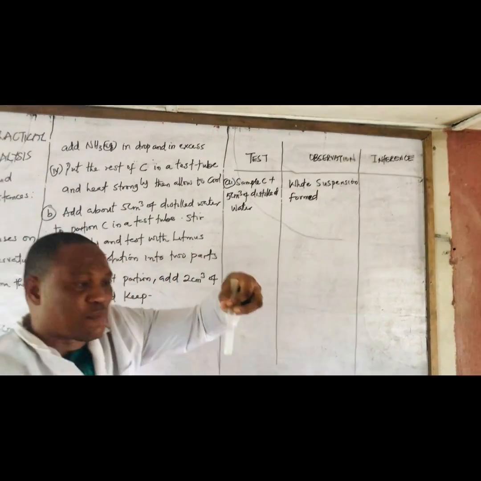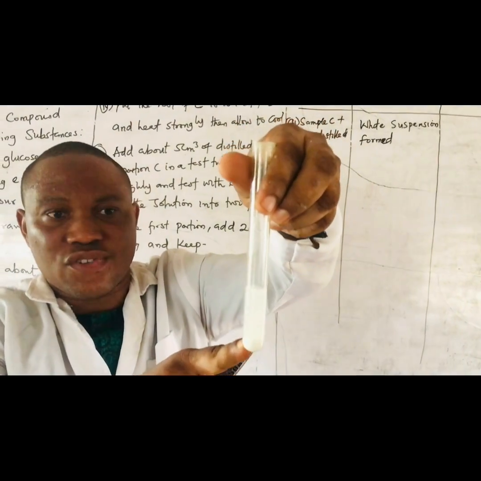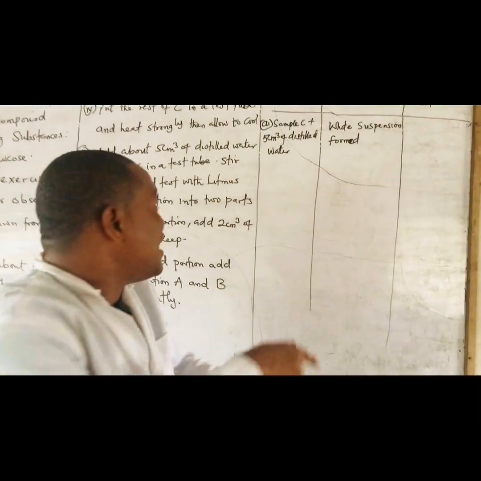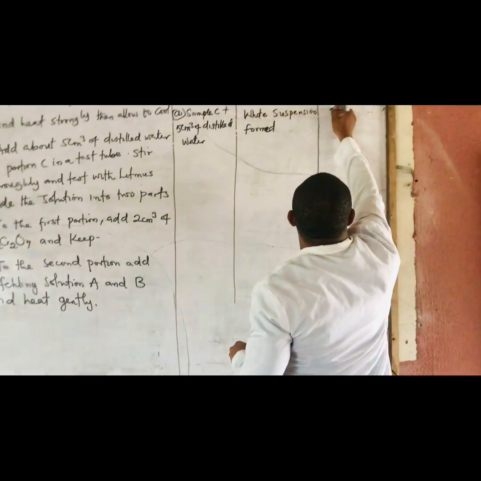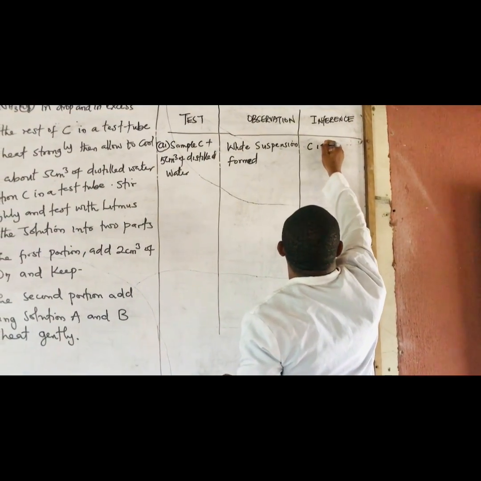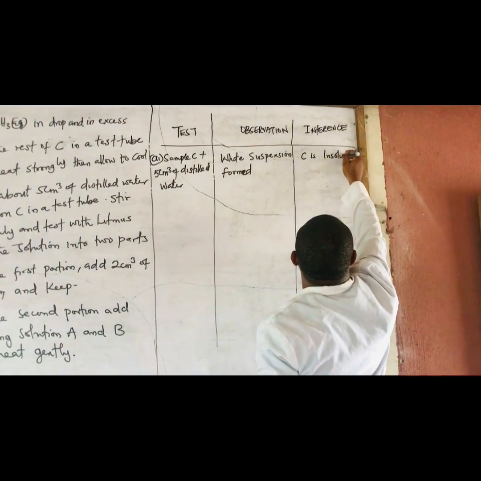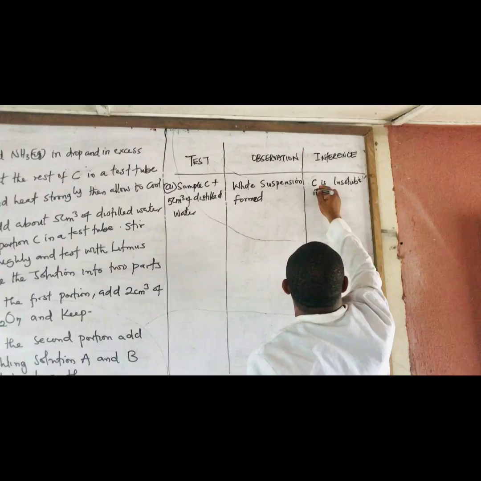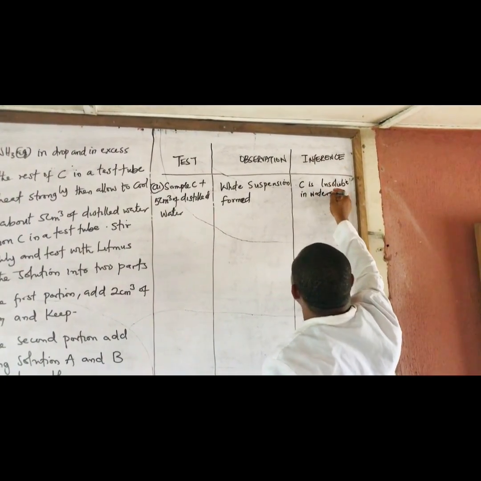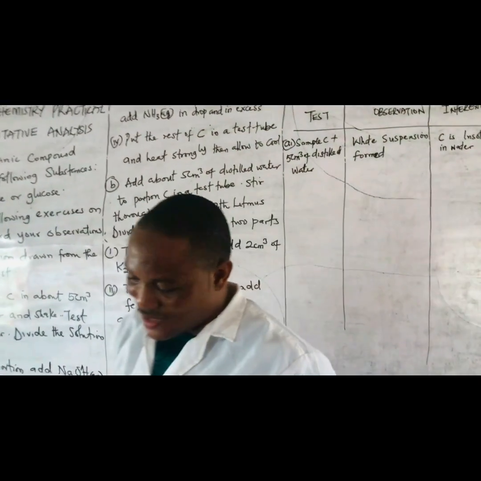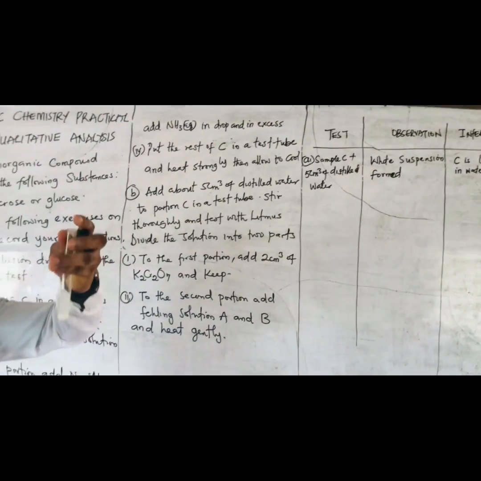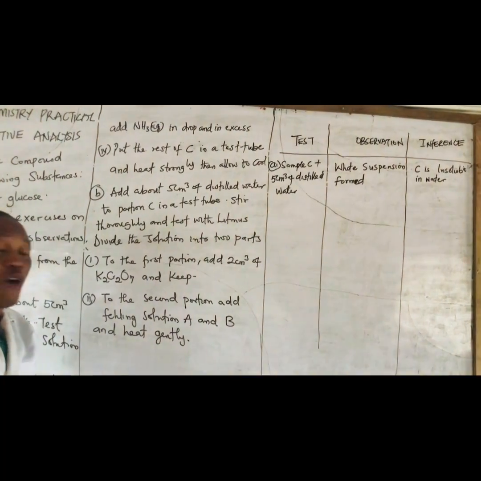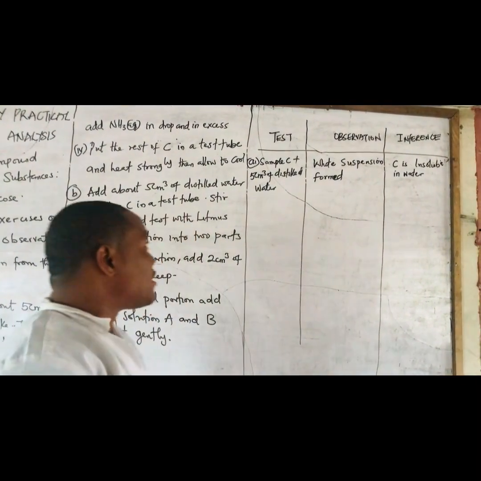Why is this white suspension? You can see it. It's very obvious. Why is the white suspension formed? What's the meaning of that? If I say something like this, it means that my sample C is insoluble in water. You can see that. So my inference from my observation is that my C is insoluble. Look at it. It's insoluble. So white suspension observed means that C is insoluble in water.